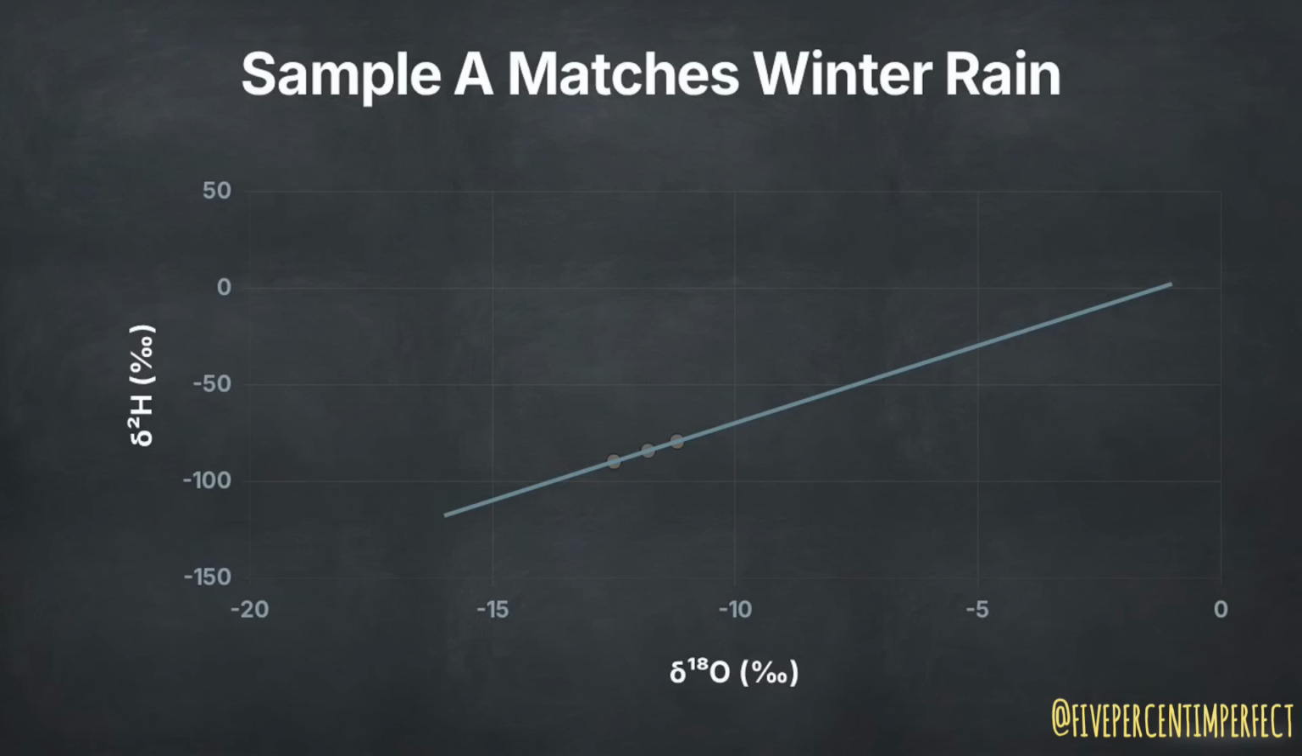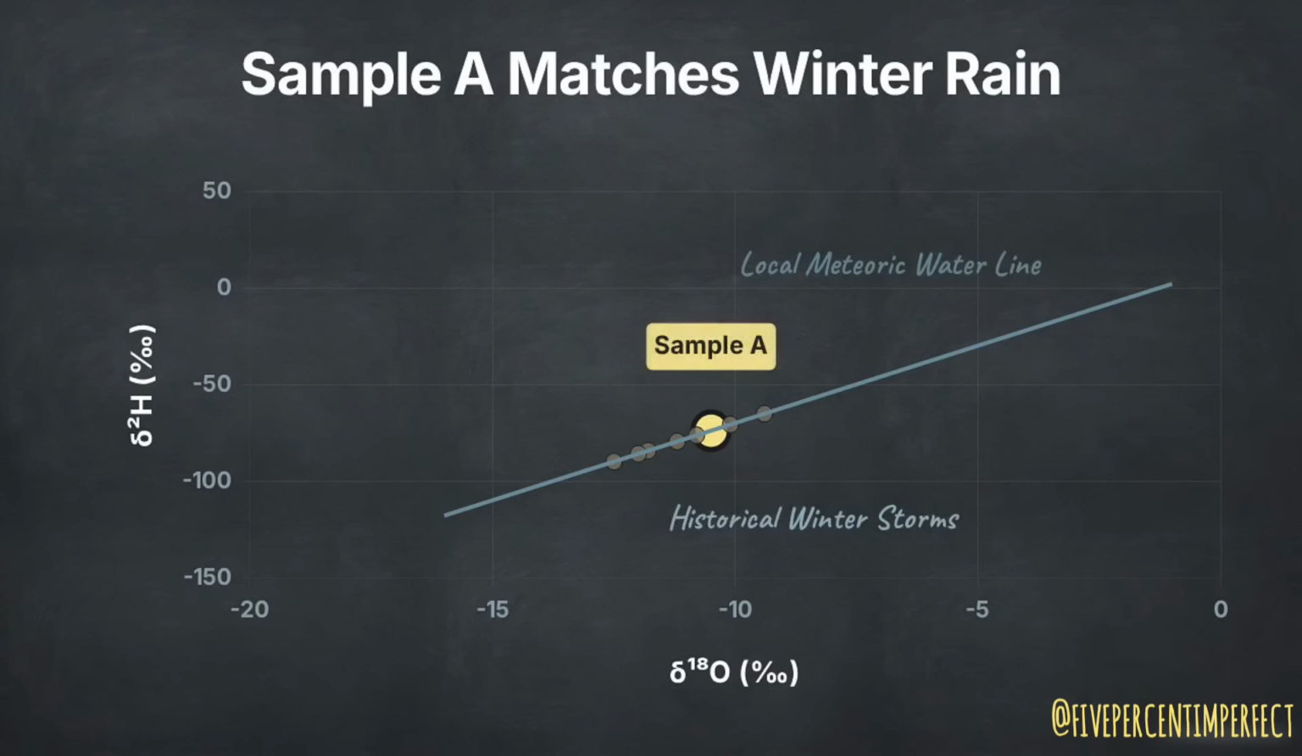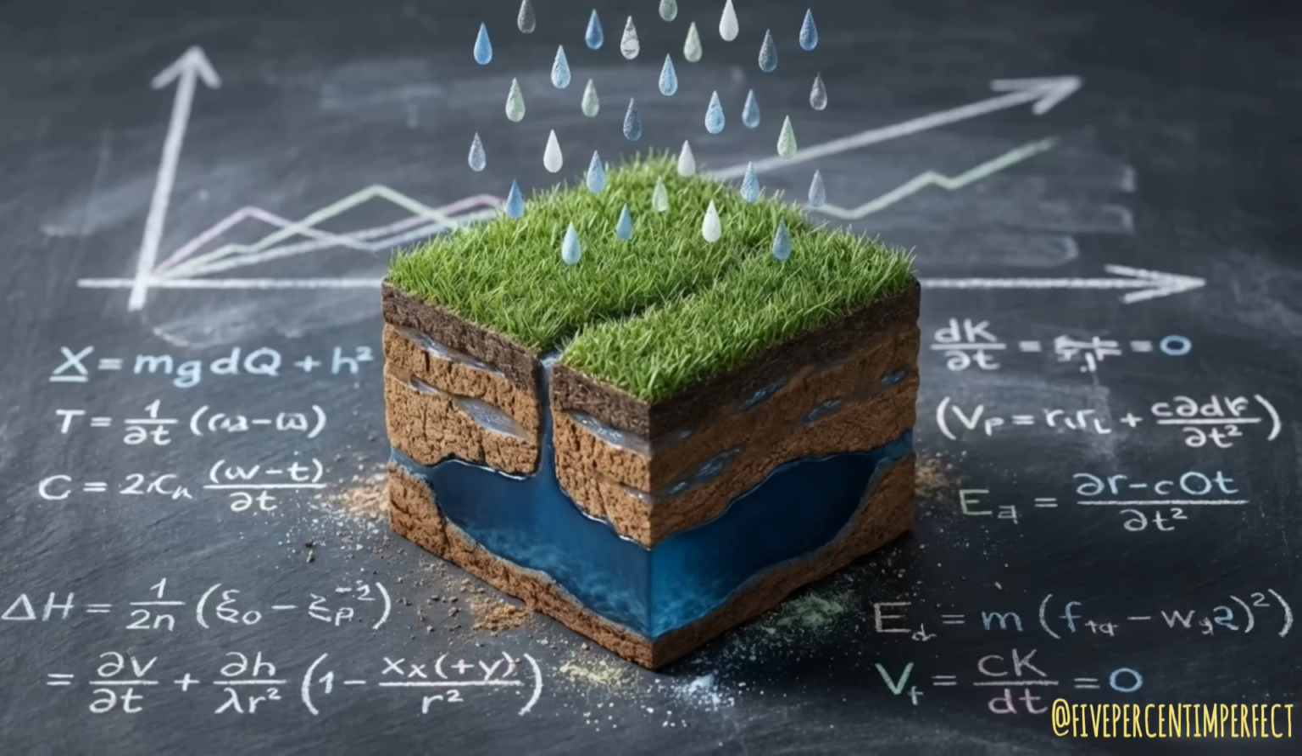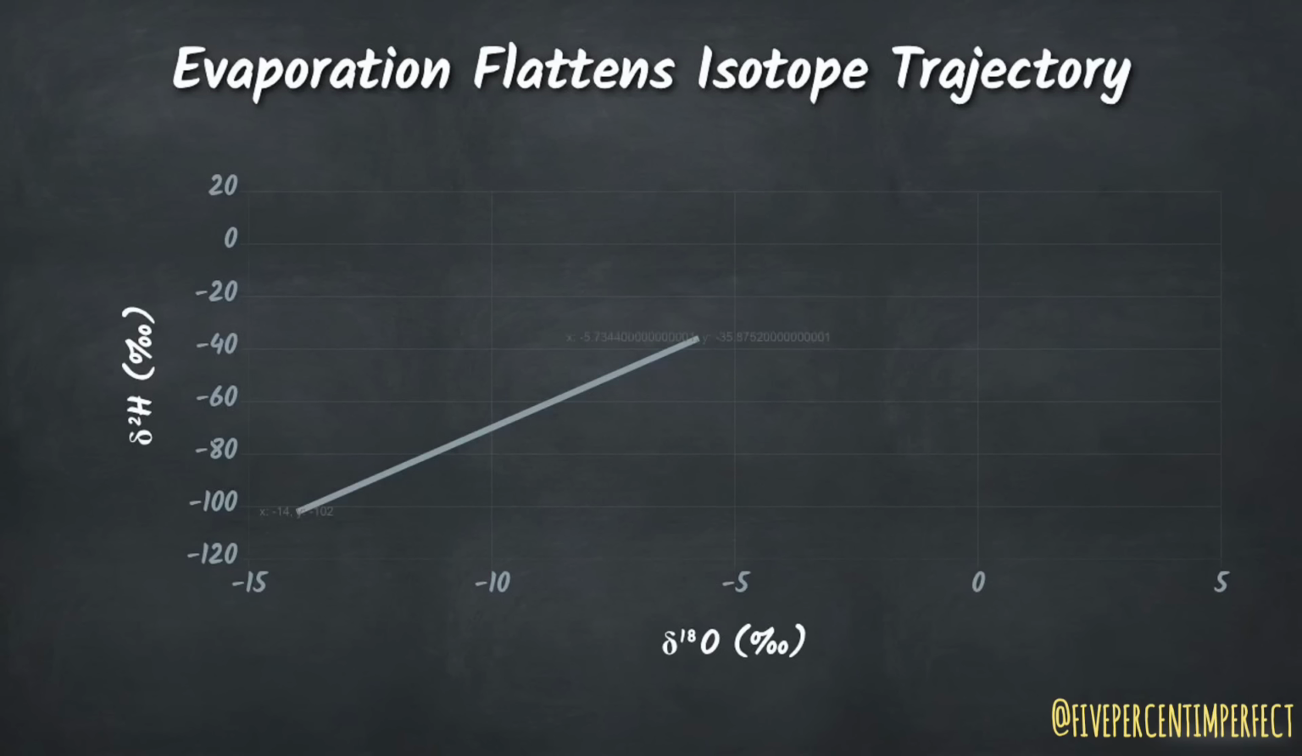In Scenario A, your lab data point lands directly on the Local Meteoric Water Line, nestled right next to historical winter storm values. This position guarantees your well is pulling from a healthy, protected aquifer that is actively recharging with local seasonal rain. But in Scenario B, your data point plots far to the right.